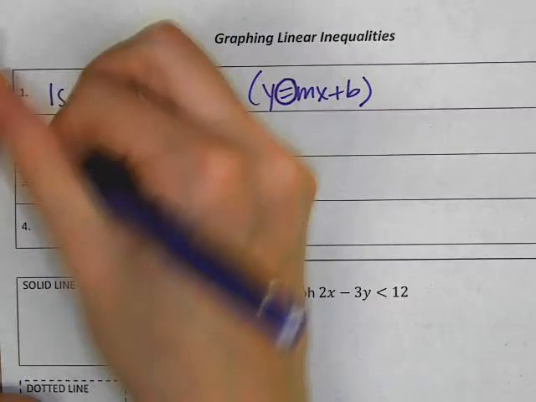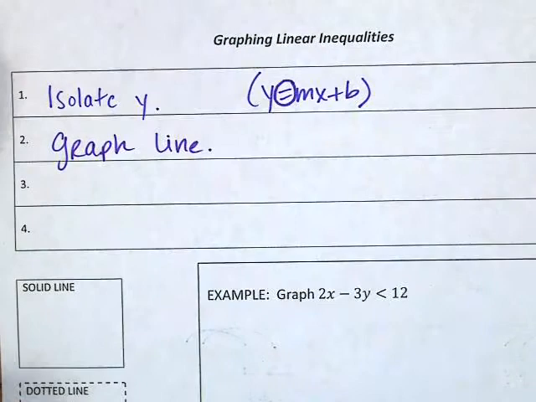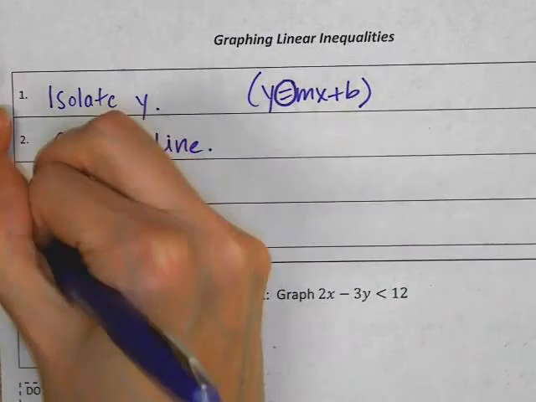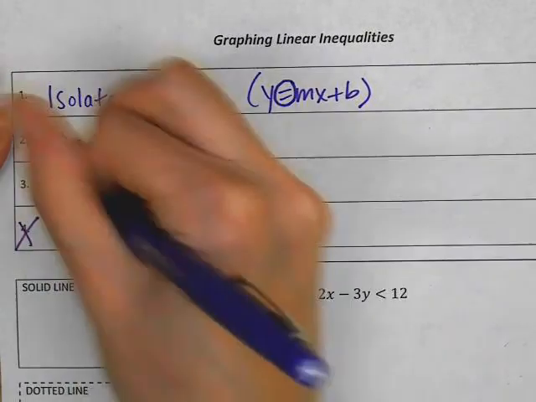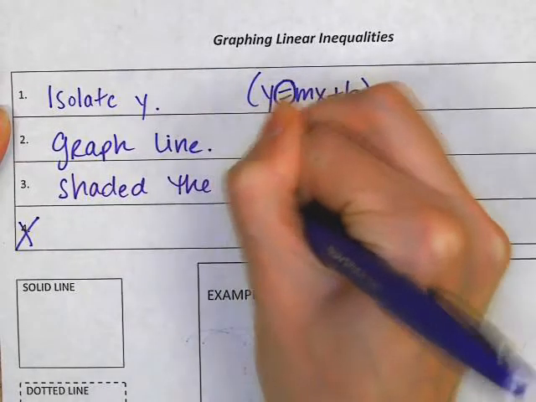And then you need to graph the line. Okay, so y equals mx plus b, graph the line. And then lastly, I don't know why there's step 4, lastly you're going to shade the region that the inequality wants.